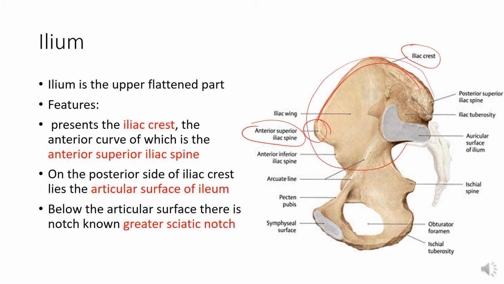anterior abdomen. Now on the posterior side of the iliac crest lies the articular surface of the ilium, which articulates with the sacral bone. Now below the articular surface there is a notch known as the greater sciatic notch. Now this notch is converted into a foramen by ligaments, and important structures pass through it from the pelvic cavity into the gluteal region or from the gluteal region into the pelvic cavity.